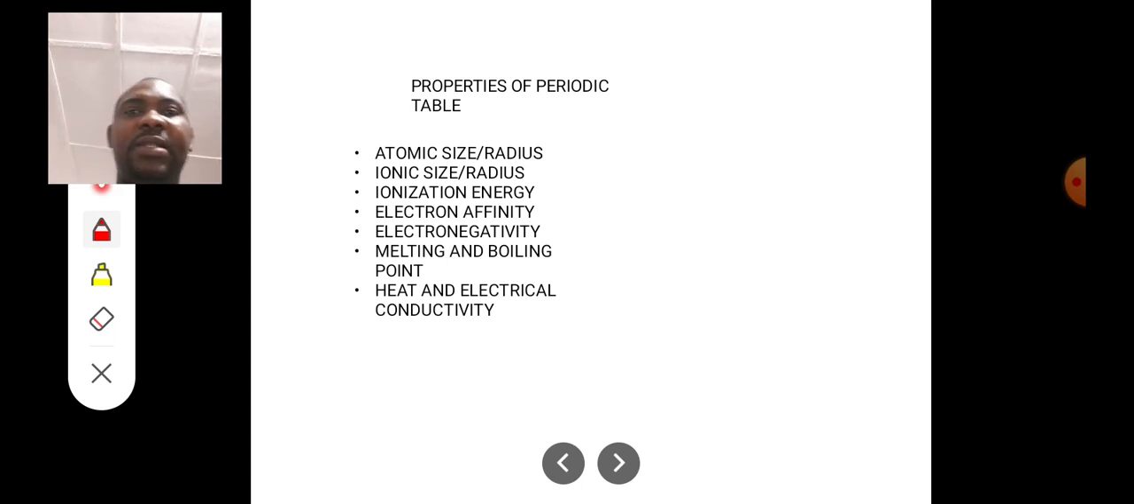These are the properties of the periodic table we are going to be discussing. We have atomic size, which we can also say atomic radius. We have ionic size and radius. We have ionization energy. We have electron affinity, electronegativity, melting and boiling point, and heat and electrical conductivity.